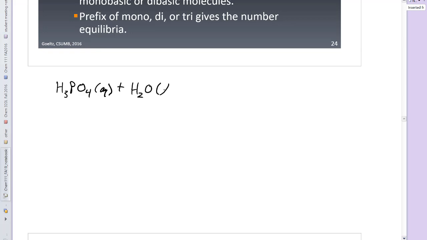When I dissolve H3PO4 in water, what happens? You can use the generic acid equation, but you'll find that you make H3O plus and you lose a proton. And this will have a Ka and thus a pKa. I can do that again.